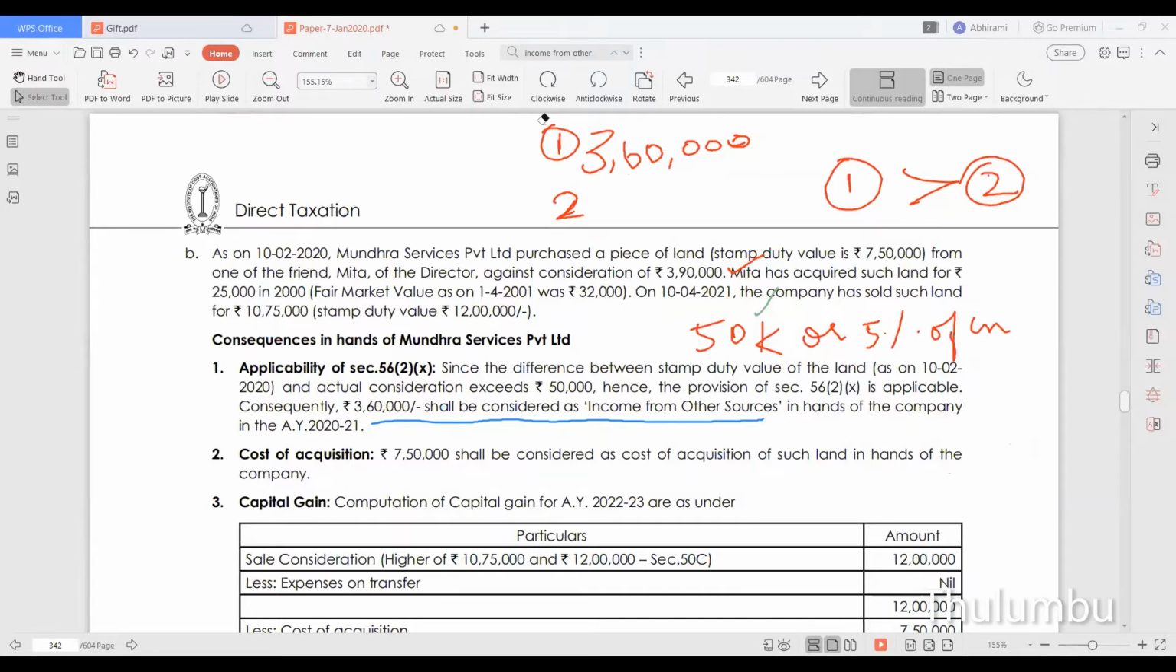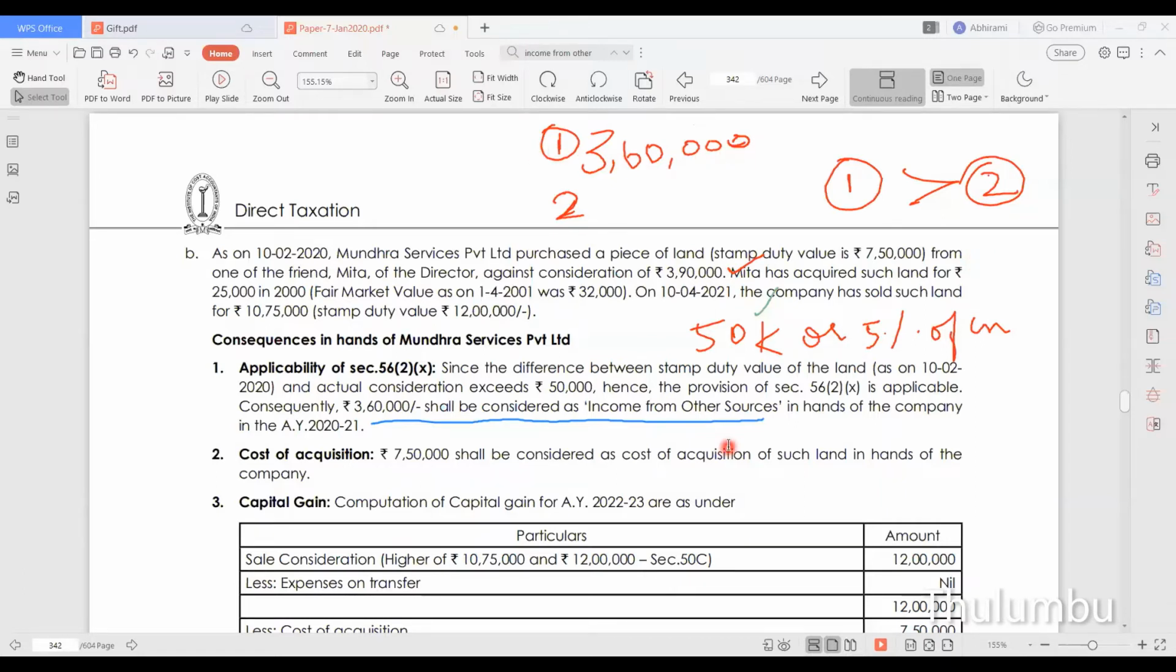So once again I repeat. First step will be find out the difference between stamp duty value and consideration. So in this case, my stamp duty value is 7,50,000. Consideration is 3,90,000. 7,50,000 minus 3,90,000 is 3,60,000. Step number 1 oda value 3,60,000.